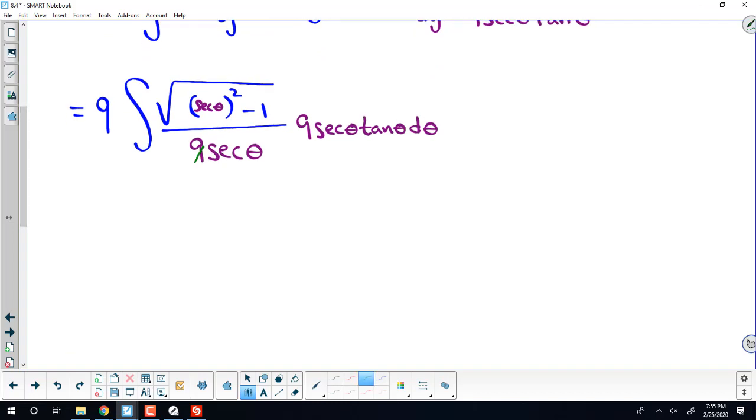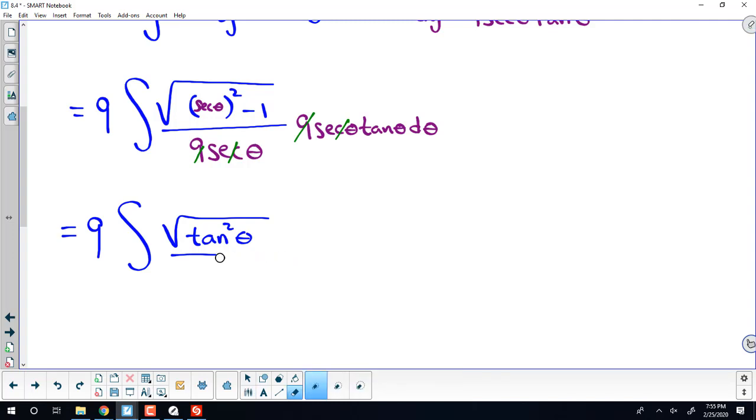Okay, so this 9 and this 9 is gone. We still have this 9 out here. We have the integral of the square root of tangent theta squared. The secant is gone, so I guess we don't have anything up there. Get rid of that. Tangent theta d theta.